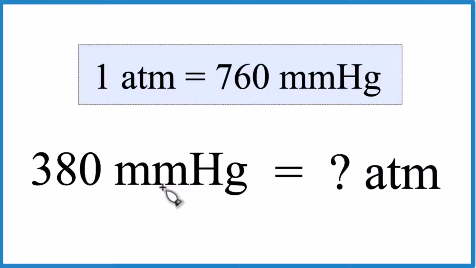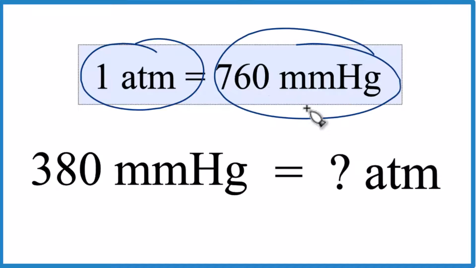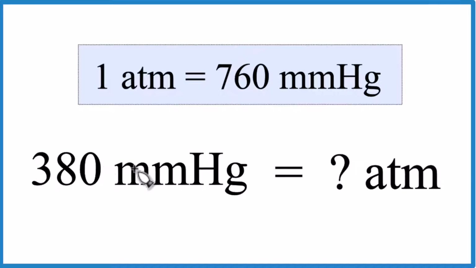So if you're asked to convert 380 millimeters of mercury to atmospheres, here's how you do it. What we need is a conversion factor, and this is the conversion factor we'll use. 1 atmosphere equals 760 millimeters of mercury, something you either memorize or look up. So we're going to multiply our 380 millimeters of mercury by our conversion factor.